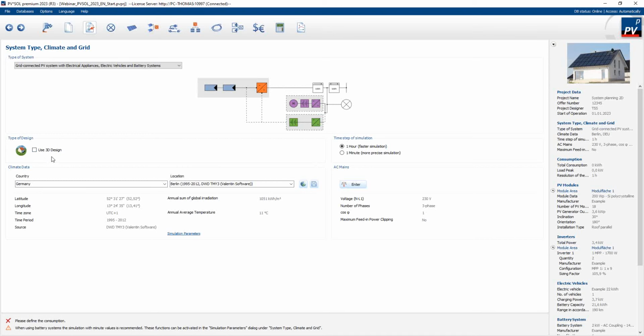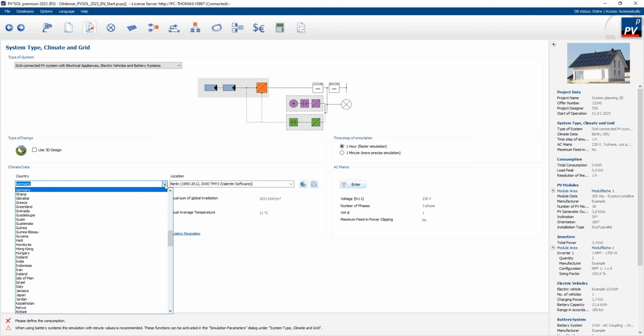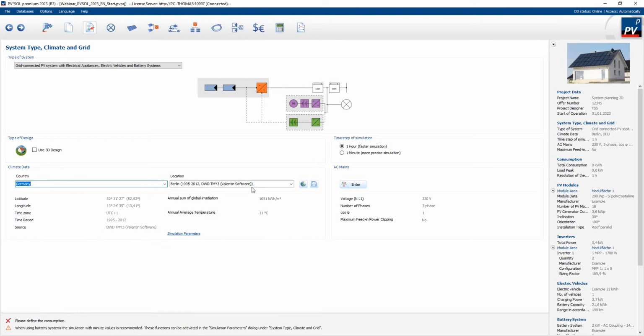To select the climate data, there are different options. We have two drop-down menus. The one on the left-hand side is to select the country, and the one on the right-hand side is to select the location. We have more than 8,000 climate data worldwide, mostly based on Meteonorm 8.1. And there's another option to select your climate data.